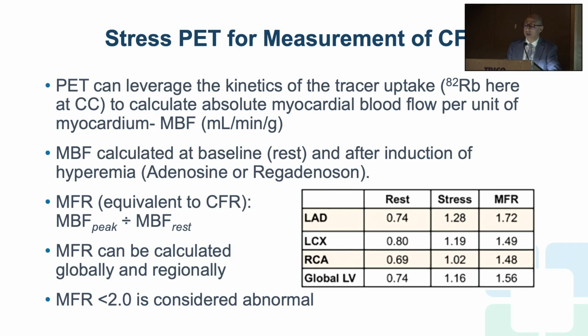This is a typical table you get at the end of your PET report that looks at CFR or myocardial blood flow ratio, which is equivalent to CFR, looking basically at myocardial blood flow at peak hyperemia divided by myocardial blood flow at rest. And typically, or normally, it should be more than 2. And with the PET scans, you can use the kinetics of the tracer, the rubidium in our place, to calculate this.